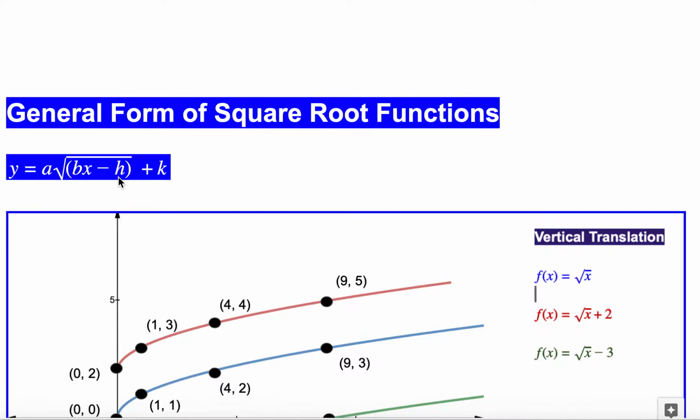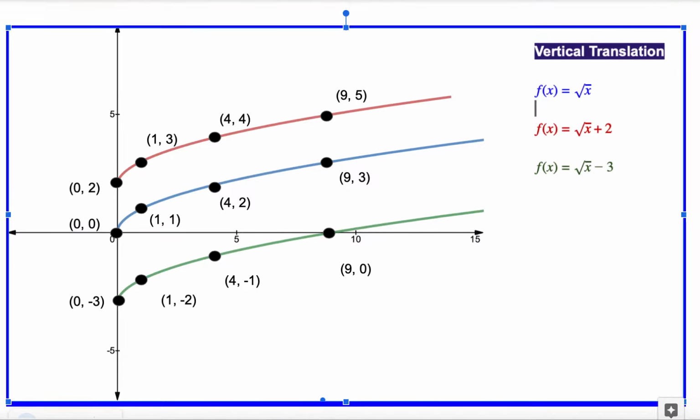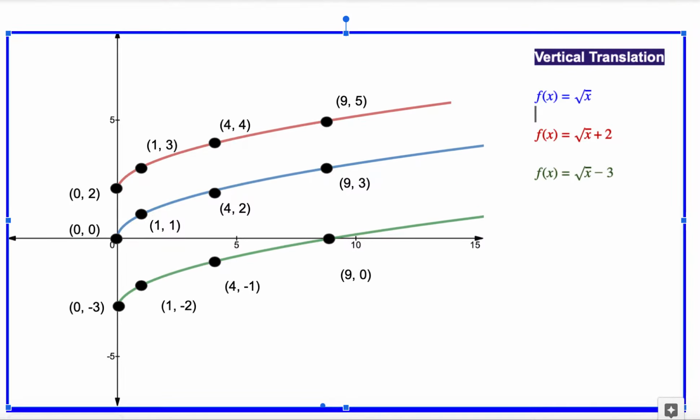H indicates the horizontal shift or translation of the radical function, and K indicates the vertical translation of the radical function, respectively, of the square root function. But now here we have one example, and we don't want to talk about the other issues. What we want to talk about here is just the vertical translation.